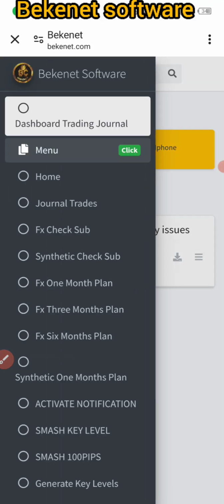Click here, you see it here, the same features here. You'll be able to do the same thing, so you are not left out. You understand? You'll be able to do the same thing.